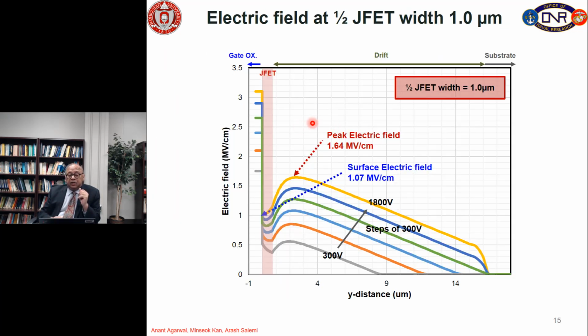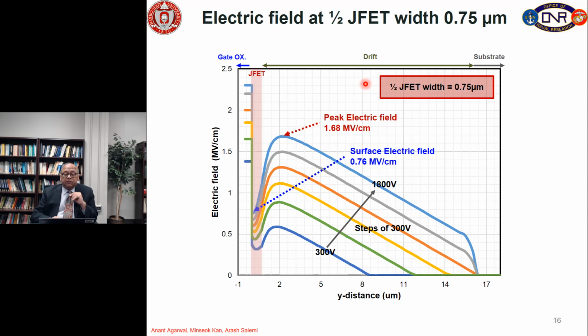So we are going to reduce the JFET region to see what happens. So here is the half JFET width of 1 micron, and you can see even before we approach the JFET region, the electric field starts reducing, and then it reduces through the JFET region, and the oxide field is little more than 3 megavolt per centimeter. So this looks like a good design, but let's go ahead and see what happens when we reduce the half JFET width to 0.75 micron. So now you can see more dramatic reduction in the electric field, and also the electric field in the oxide is reduced to below 2.5 megavolt per centimeter.